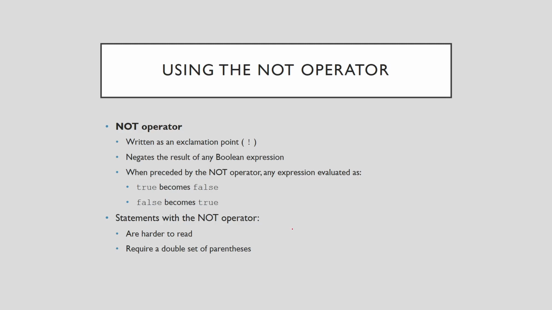Now, using the not operator. You can use this exclamation mark for the not operator. Like not true. So the opposite of true is false. Okay, and it requires a double set of parentheses when applying the not operator to a Boolean expression.